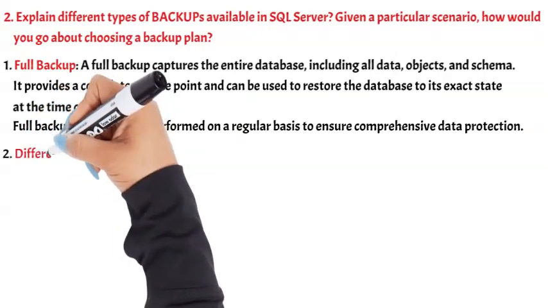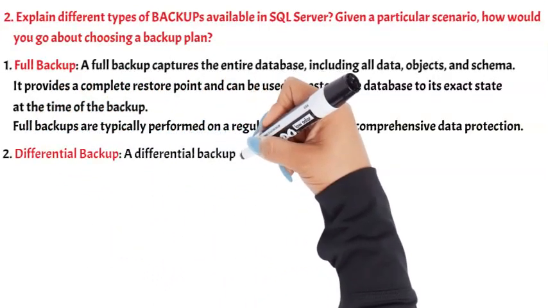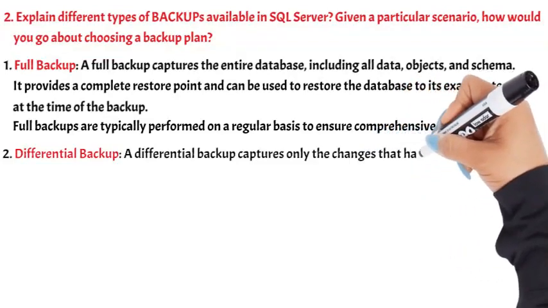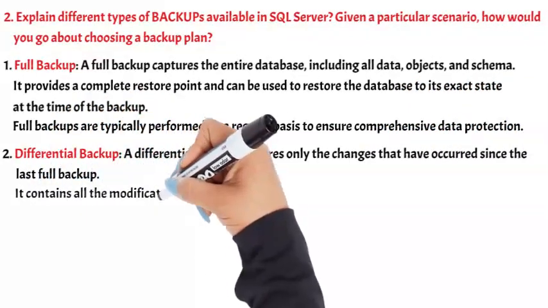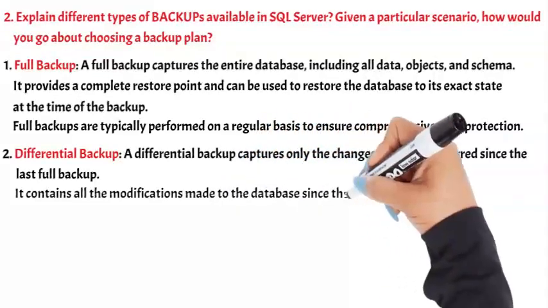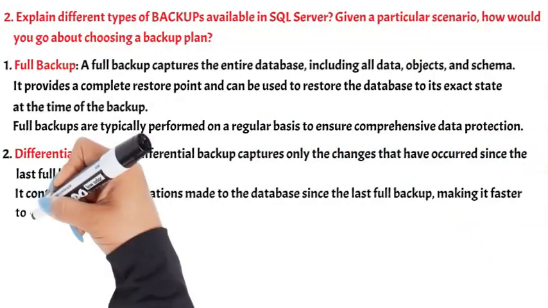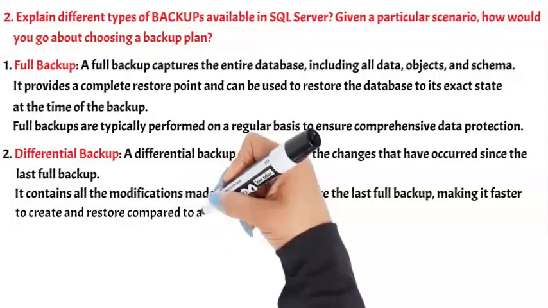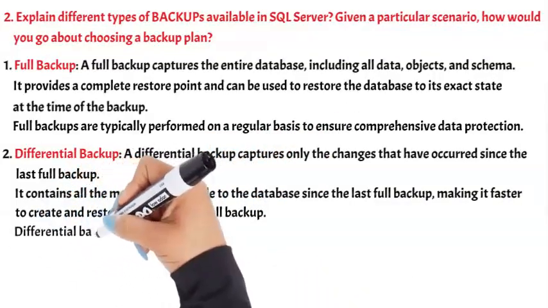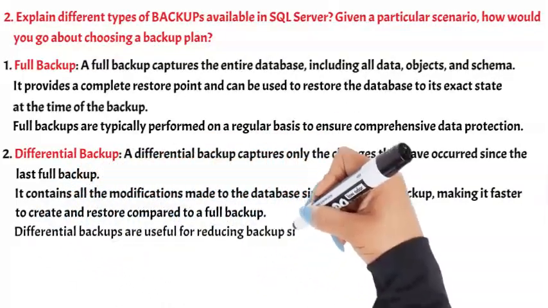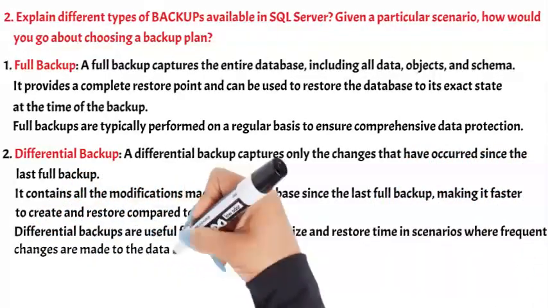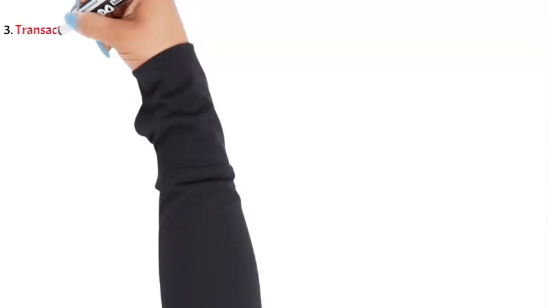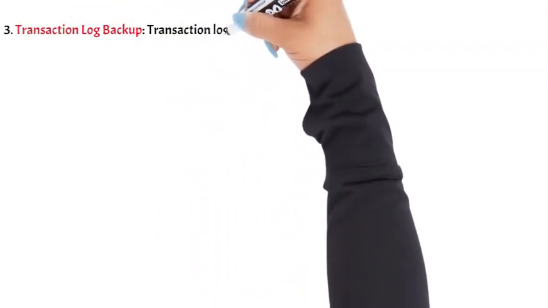2. Differential backup. A differential backup captures only the changes that have occurred since the last full backup. It contains all the modifications made to the database since the last full backup, making it faster to create and restore compared to a full backup. Differential backups are useful for reducing backup size and restore time in scenarios where frequent changes are made to the database.